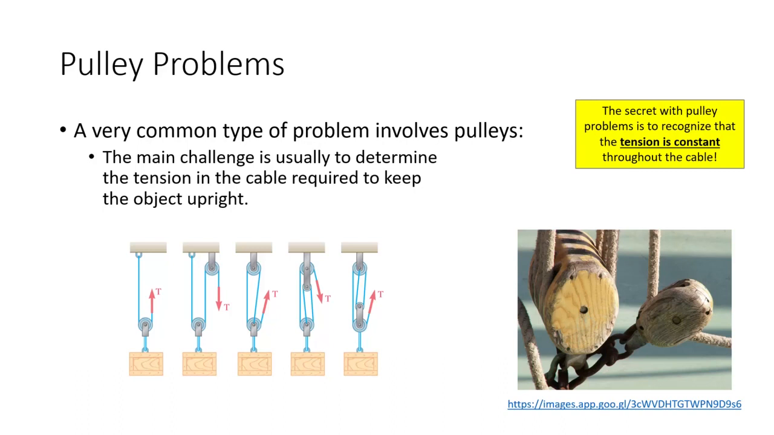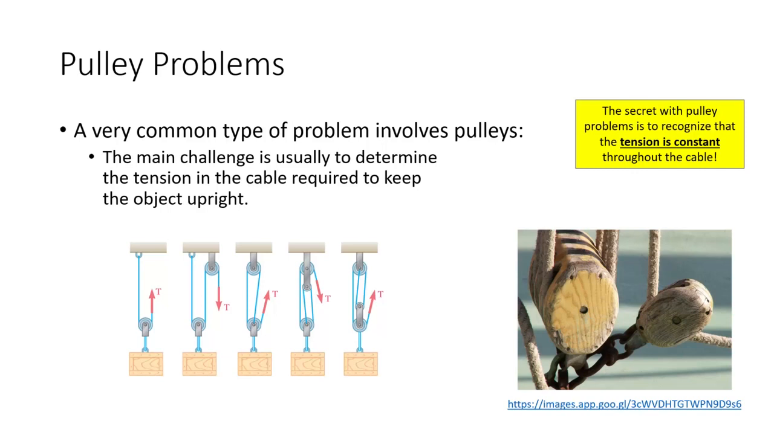So what I mean by a pulley problem is we have some object that is being supported by pulleys, and we are assuming that the pulleys are frictionless, so there's no forces beyond what's in the rope and what's from the weight of the box. So we have these pulley systems here, and the idea is to determine the tension in the rope that is required to keep the object upright.